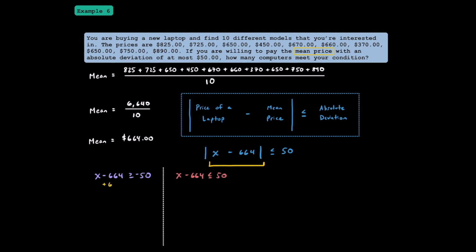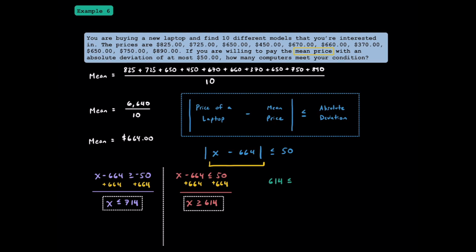To solve the inequality on the left, we're going to add 664 to both sides. And we find out the price of a laptop has to be less than or equal to $714. To solve the inequality on the right, we're going to also add 664 to both sides. And we find out that the price of a laptop has to be greater than or equal to $614 to fit in the range. As a compound inequality, we can say $614 is the least amount the laptop can cost, and $714 is going to be the most. This is our compound inequality solution.